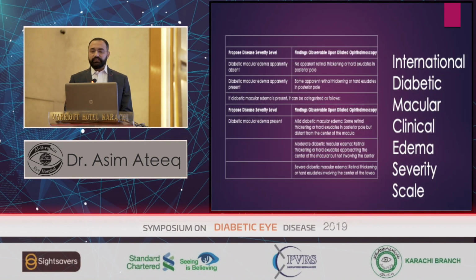Again, there is the International Clinical Diabetic Macular Edema Severity Scale. I'm not going into a lot of detail on it. The only thing I want to say is that they have divided macular edema into three classes: mild, moderate, and severe diabetic macular edema. Obviously, when my colleague comes to the treatment point, these will be helpful. These classifications are usually helpful for the management of patients and for the prognosis.